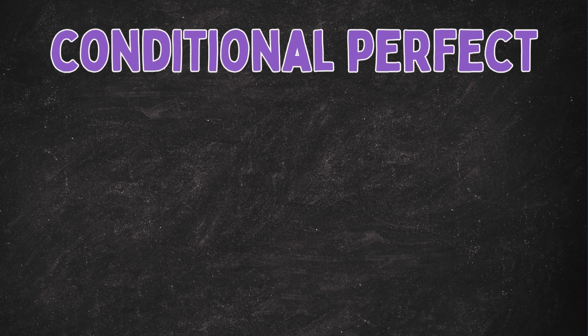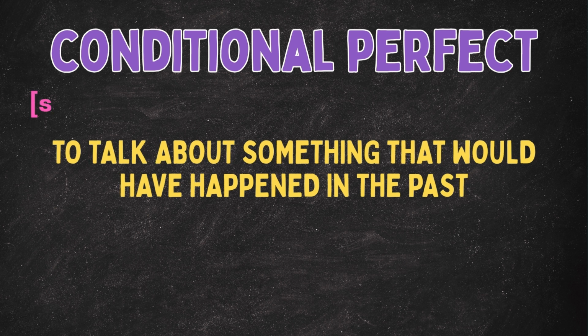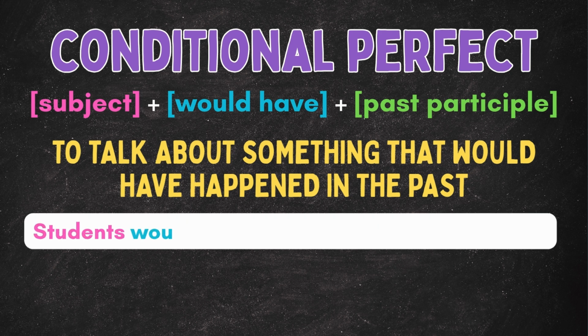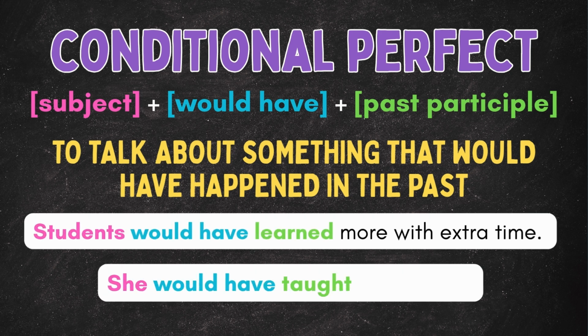Conditional perfect. The conditional perfect is used to talk about something that would have happened in the past. The sentence structure consists of subject plus would have plus past participle. For example, students would have learned more with extra time. She would have taught the subject.